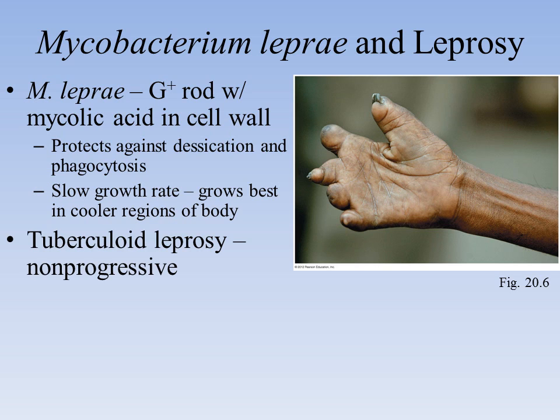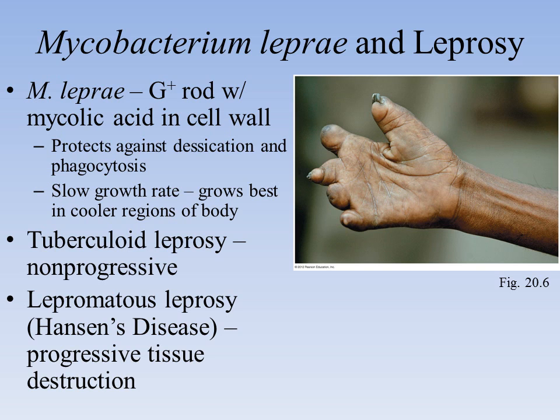There are two types. There's tuberculoid leprosy, which is known as the non-progressive form of leprosy. And then there's lepromatous leprosy, which is also known as Hansen's disease, where you do get progressive destruction of the tissue, where the organism is spreading and causing tissue destruction.